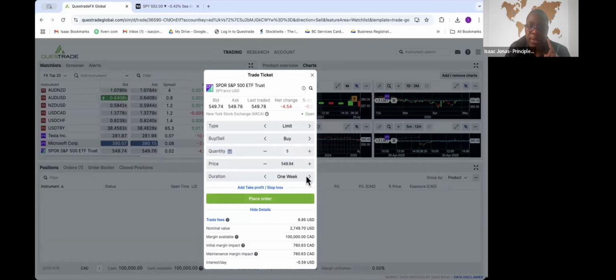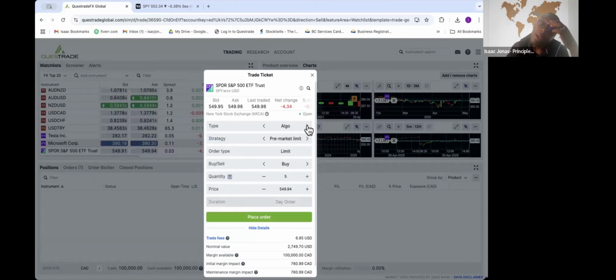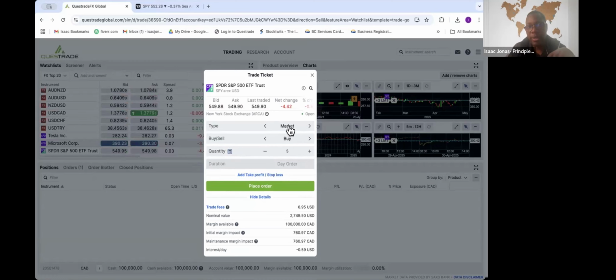The other important aspect is to make sure it's a day order, because prices can change any time. If a day order is not executed, it is cancelled, and tomorrow you reevaluate. If you have a limit order, it strictly buys at that price. If you have a market order, you essentially want to buy at any prevailing price, usually the ask price.